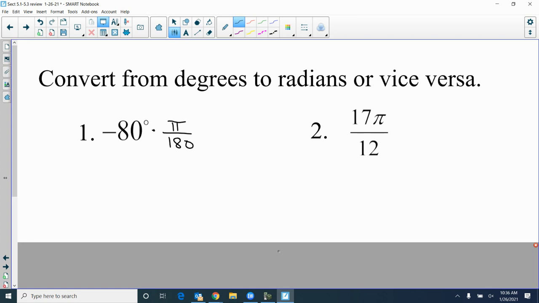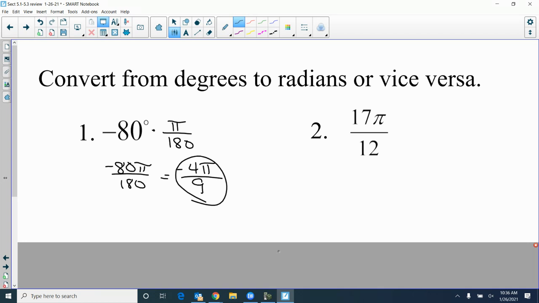And then you're just going to make that negative 80 pi over 180, and then just simplify. That's all you got to do. Okay, so no decimals, just keep it in terms of a fraction. So I believe 20 goes into both, and it's going to be negative 4 pi over 9. Okay, so that's converting to radians.